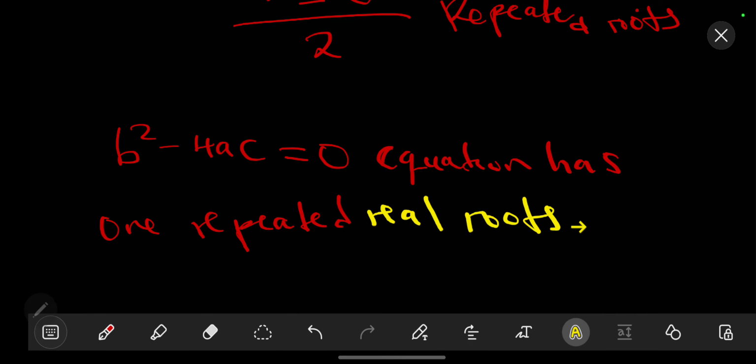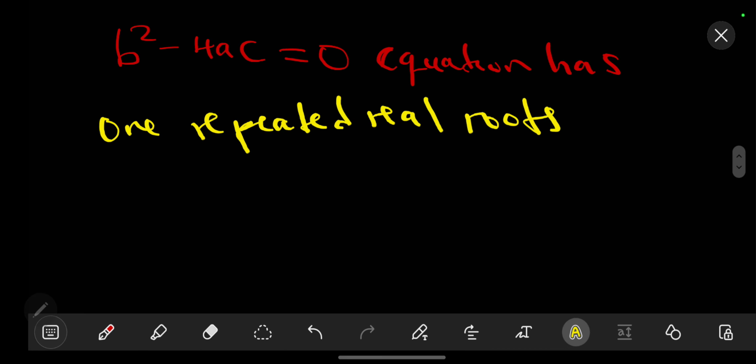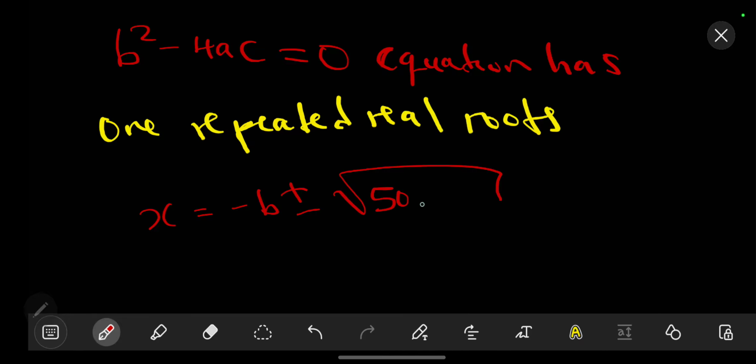Like that. So one repeated real root. Now, with that said, the situation might be different where you have, let's say, x equal to negative b plus or minus whatever you get here. Let's say you have something like 25. Let's say we have 50 minus 4ac, and after you do your calculations, 4ac is equal to, let's say, 25, over whatever your 2a is.